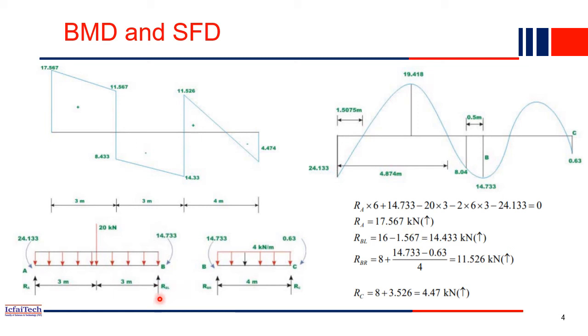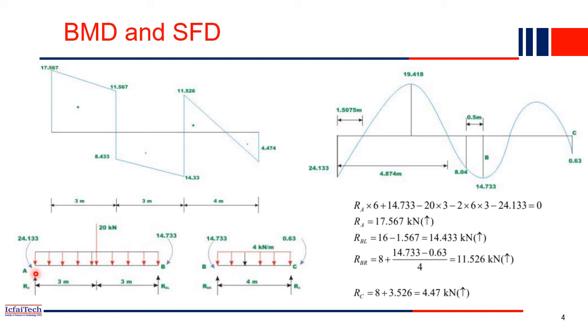Now similarly, RB left side reaction, and RB right side, and RC, from this diagram you will get. So all these reaction values we can compute easily. Now you can plot the shear force diagram. How do we plot it? If you see at A, how much is the reaction? RA we computed 17.576, right? So from here it is 17.576.